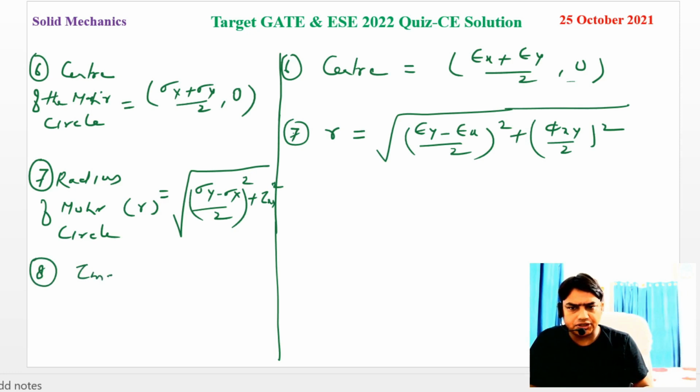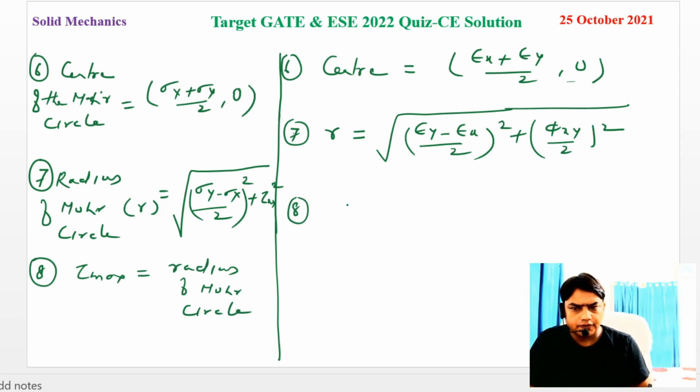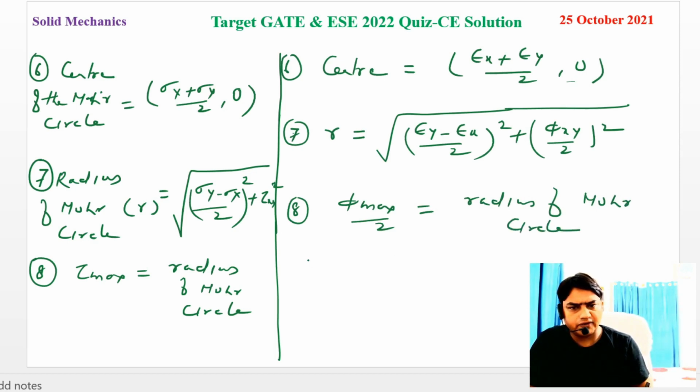Here the maximum shear stress is equal to the radius of the Mohr circle, and here we can write phi max by 2 is equal to the radius of the Mohr circle, or we can write phi max is equal to the diameter of the Mohr circle.